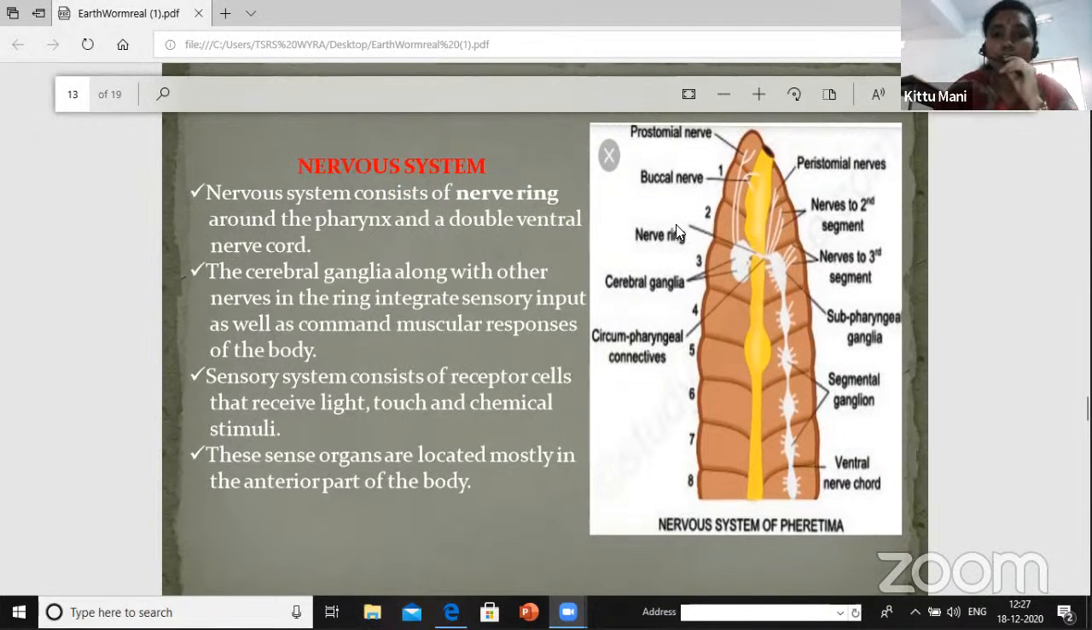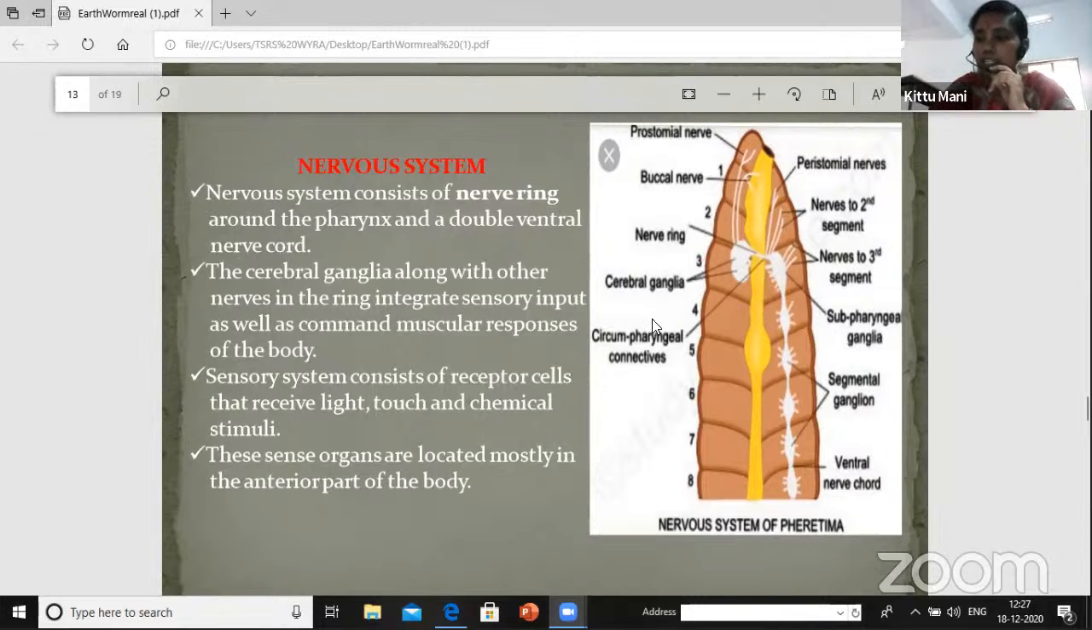Here once again, all of you look into the picture. Here is the nerve ring, very important, because in previous years we did the nerve ring dissection, but you are very lucky, there are no dissections, only diagrams. Here the nerve ring and the cerebral ganglia coordinate with each other and control the earthworm's movements, and the double ventral nerve cord is also present with the subpharyngeal ganglia. It is very important.